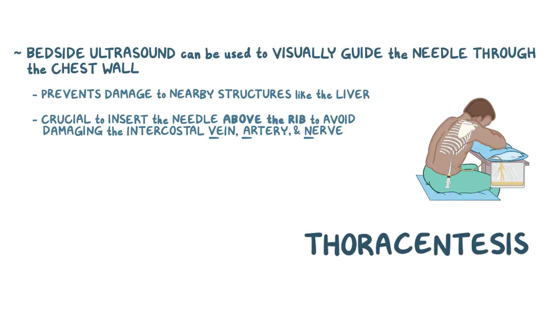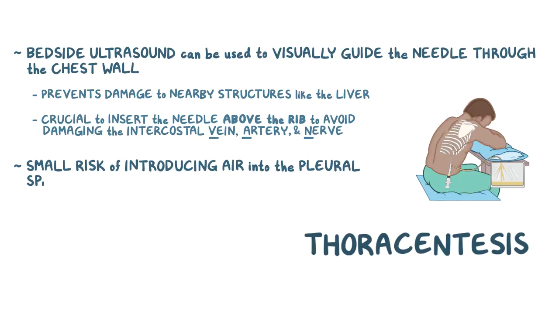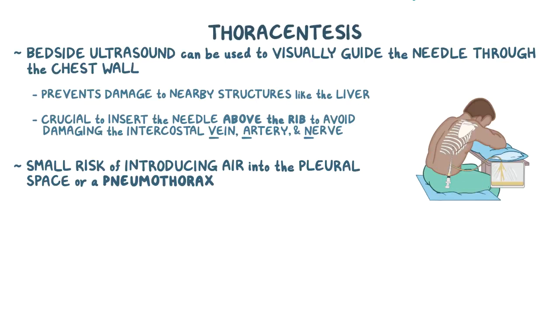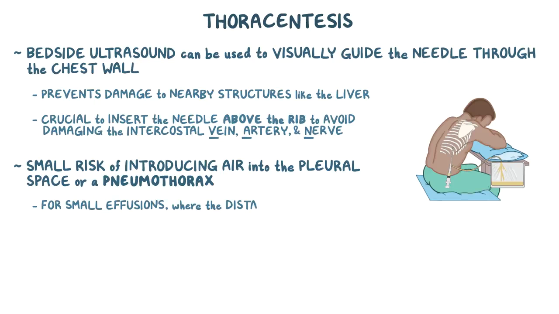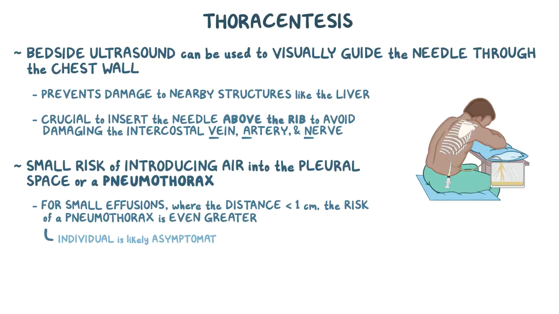Now, when performing a thoracentesis, there's a small risk of introducing air into the pleural space, causing a pneumothorax. And for small effusions, where the distance is less than 1 centimeter, the risk of a pneumothorax is even greater. Additionally, the individual is likely asymptomatic, and therefore can simply be observed. So that's why a thoracentesis isn't typically done for very small effusions.